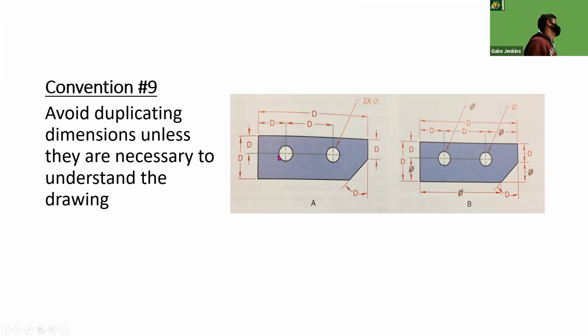So anytime you have the same circle, the same shape, the same everything, you can very often just say 2x, whatever that dimension is, right? So if it's a radius, if it's a fillet corner, if it's something else, you can just say how many of them you're talking about. So that way you don't have to write it on every single one of them.